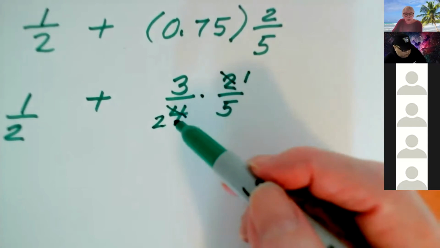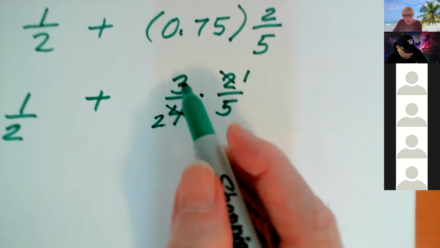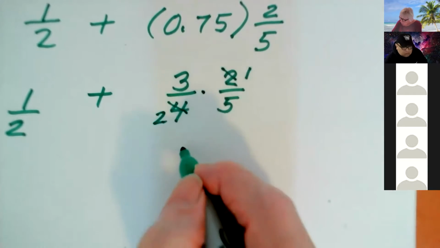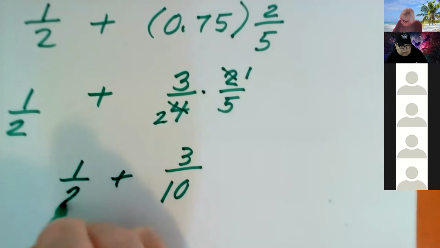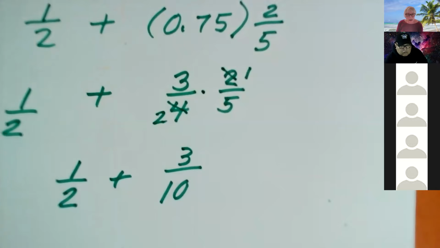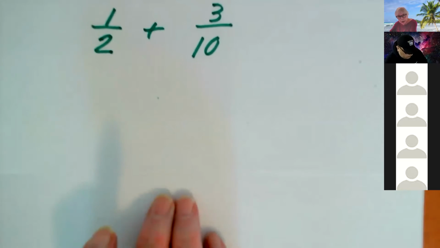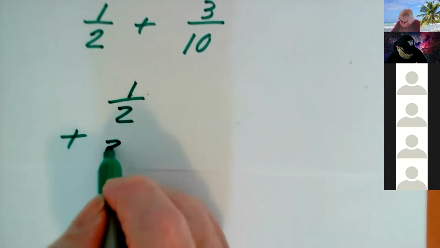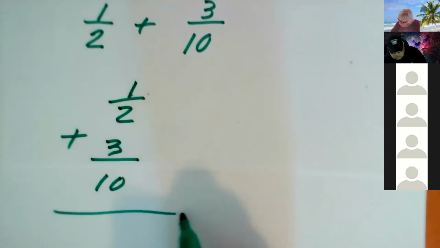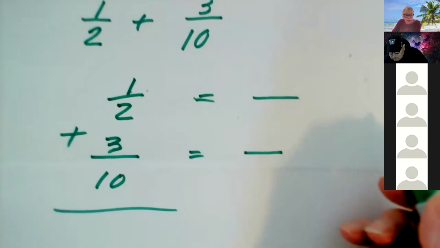So 2 goes into 2 once, 2 goes into 4 twice, and then you multiply across. This is 3 times 1, 3, 2 times 5 is 10. Now, you're not done, but this will finish quickly. We can have a common denominator, and when I'm adding fractions, what I like to do is write them vertically so that I have room to change it into a common denominator.